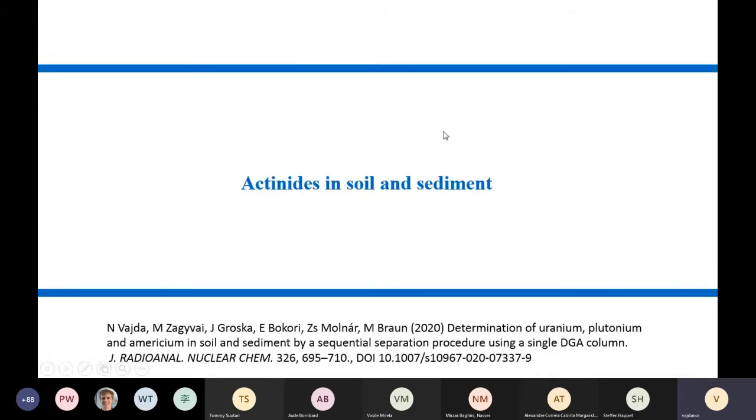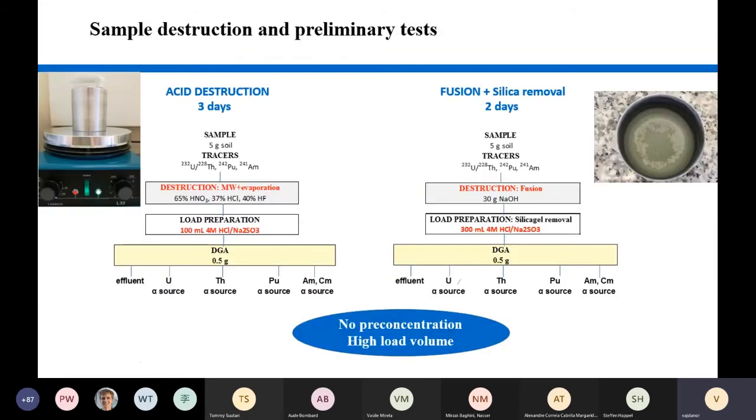So with this experience, we thought that it would be easy to adopt the method for the analysis of soil and sediment samples, but this was not the case. So we failed several times, but finally we came up with a procedure that is described in our most recent paper, and that I am going to speak about in a little more detail.